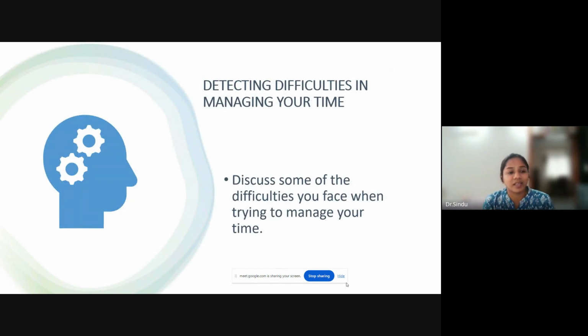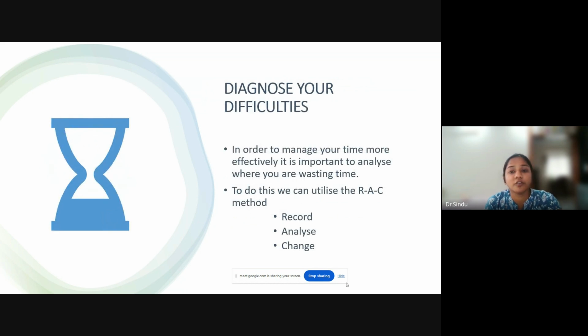So when you detect some difficulties in managing your time, what do you have to do? Discuss some of the difficulties you face and try to manage your time. First, share with your friends or parents, whoever it may be, but discuss. Second one is diagnose your difficulties. What is diagnose your difficulties? You have to understand and diagnose where you are lagging, and where you are wasting your time too.